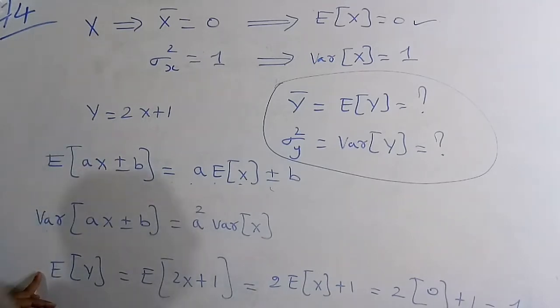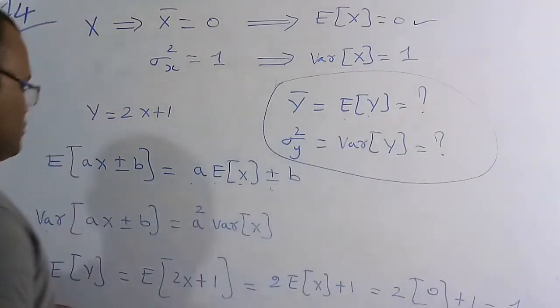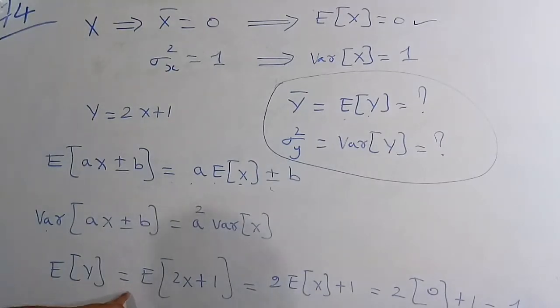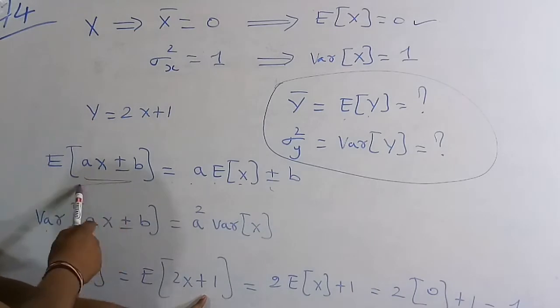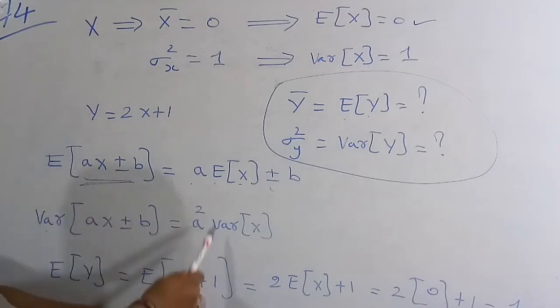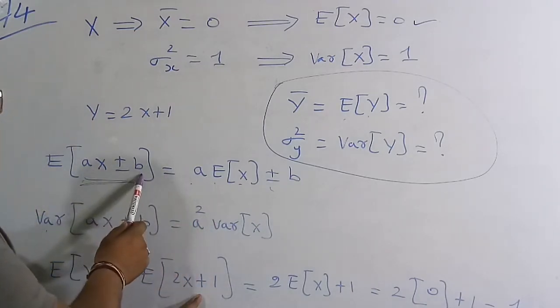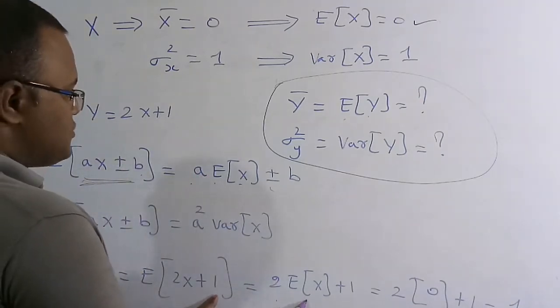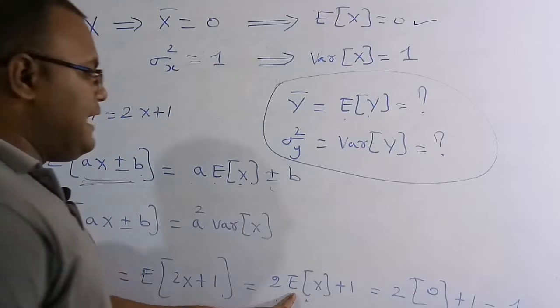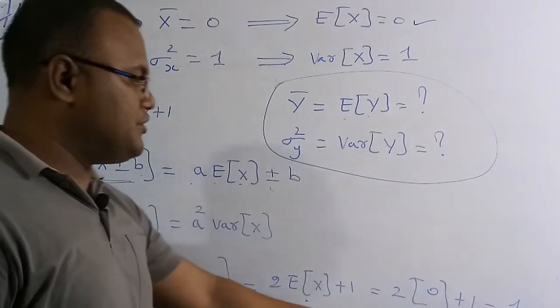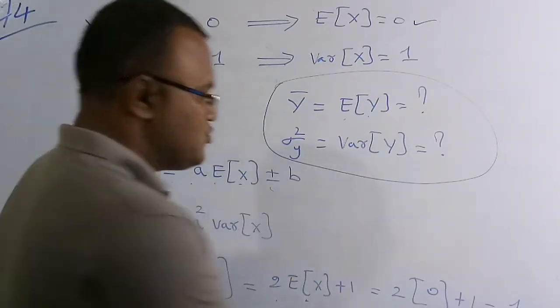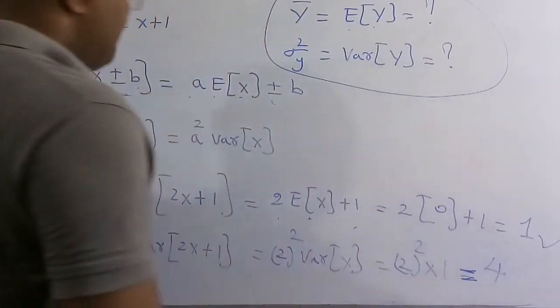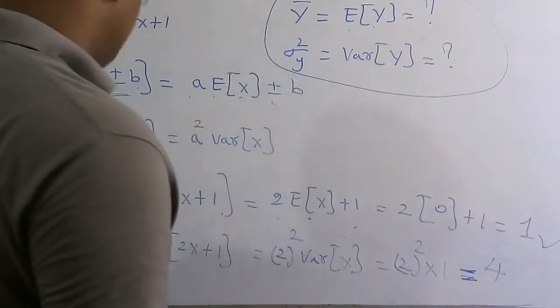So I want to find the expectation, or the mean value, of y, with y is equal to 2x plus 1. So it is in the same format. Therefore a is equal to 2 and b is equal to 1, and this is only plus 1. So 2 into expectation of x plus 1, but expectation of x is equal to 0, so 2 into 0 plus 1 is equal to 1. Therefore we can say the mean value of the random variable y is equal to 1.